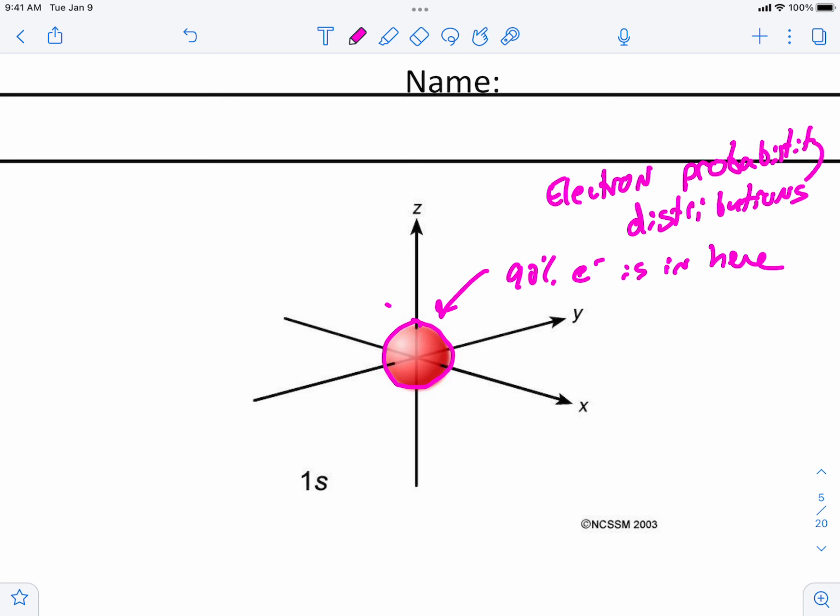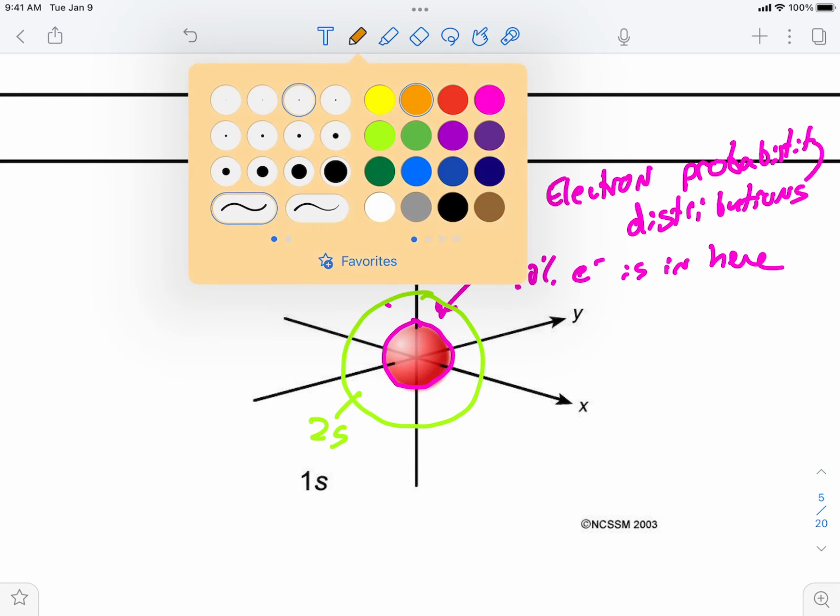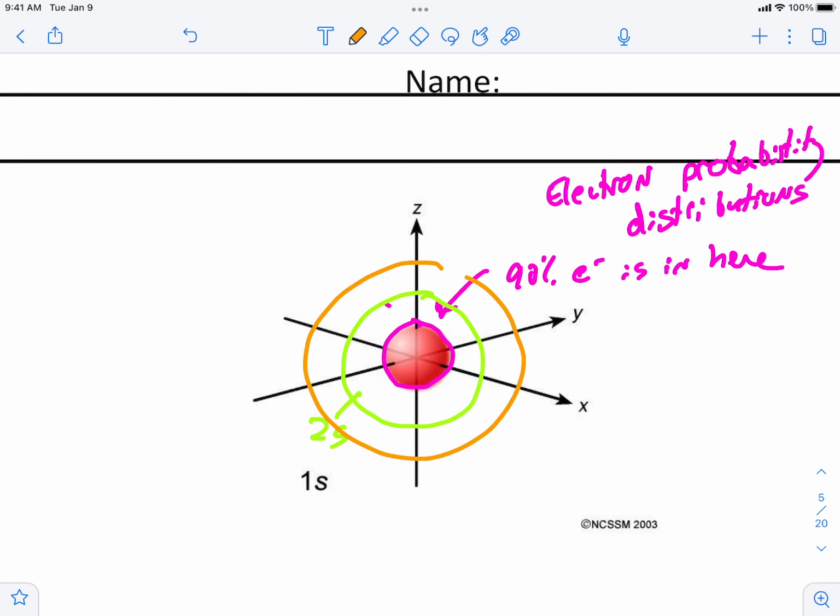If this were a 2S subshell, then the total volume of area would be larger, and the 2S subshell would come out to here. If this were a 3S subshell, then that, of course, would incorporate a larger volume, and so on. You guys get the idea? All S's look like spheres. Okay? All right.